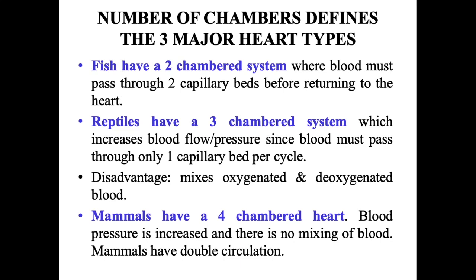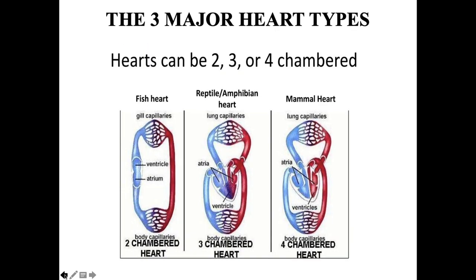Two-chambered system means they have one atrium and one ventricle. Three-chambered system means they have two atria and one ventricle. And four-chambered heart means two atria, two ventricles. There are three major heart types. So here you can see in the figure, the two-chambered heart example is that of a fish heart, in which there is one atrium and one ventricle.